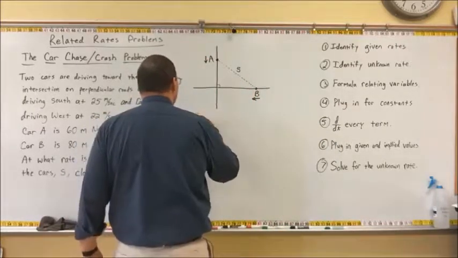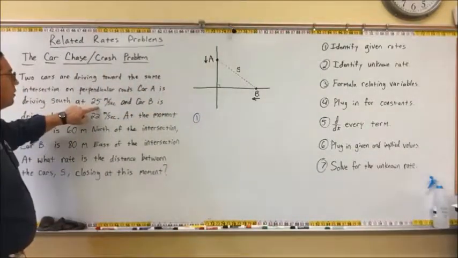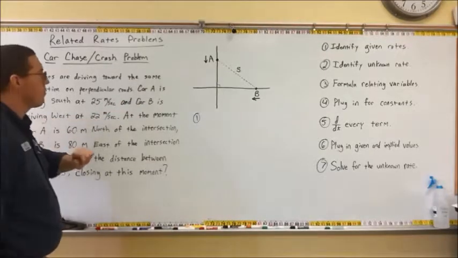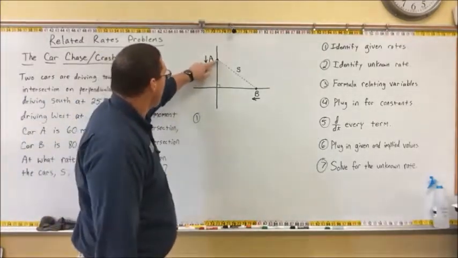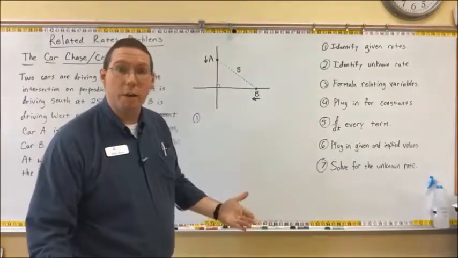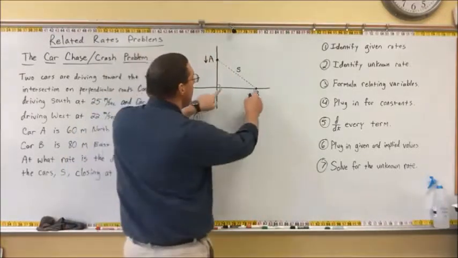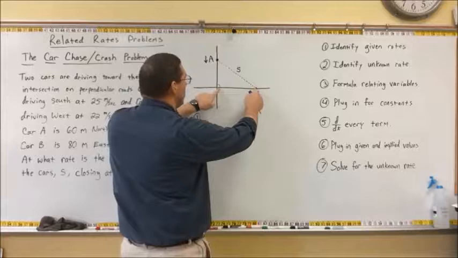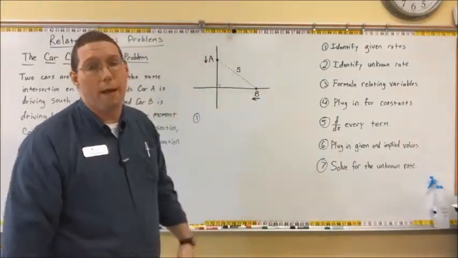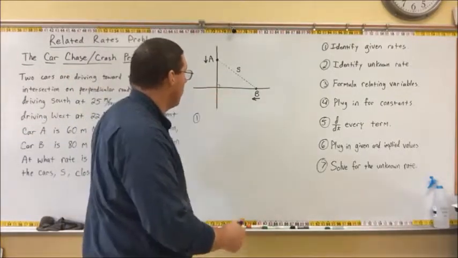In this case, we're given two rates. We're told that car A is driving south at 25 meters per second, and car B is driving west at 22 meters per second. Since car A is driving south toward the intersection, that's a negative rate of change because the distance is getting smaller. Car B is also driving toward the intersection, so that distance is also getting smaller, so car B also has a negative rate of change relative to the intersection.